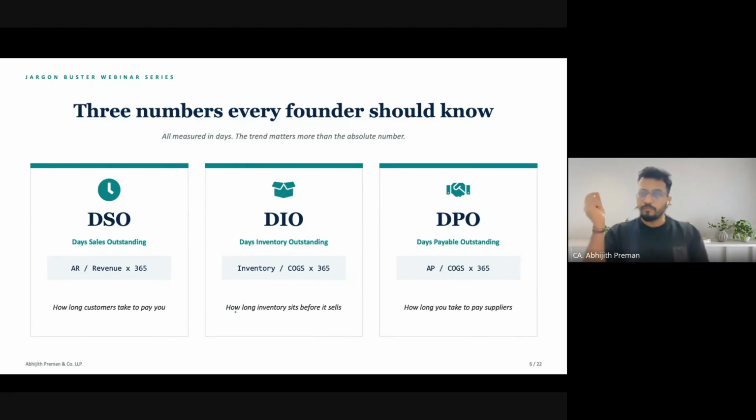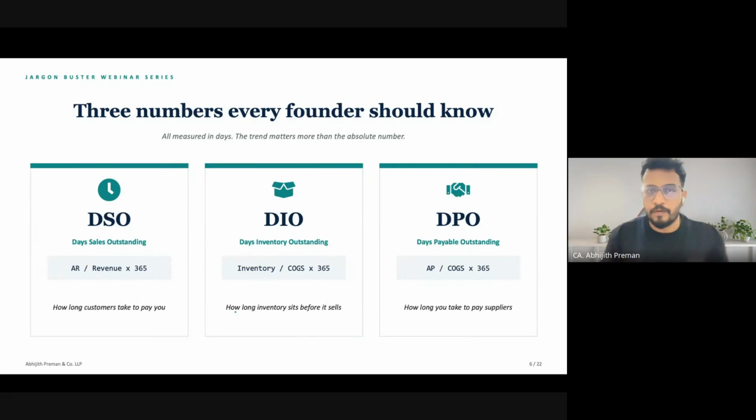Which means that once you procure a raw material from the market for making the product, you made it into a good, and finally you want to sell it. That time period is calculated here. How long the inventory sits before it sells. Okay, so that is what DIO is.